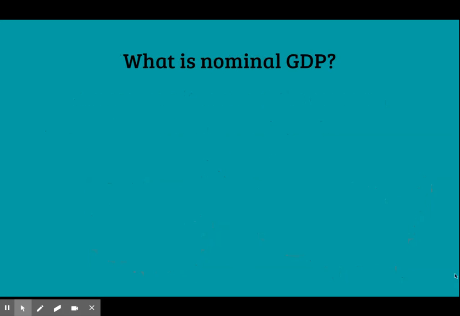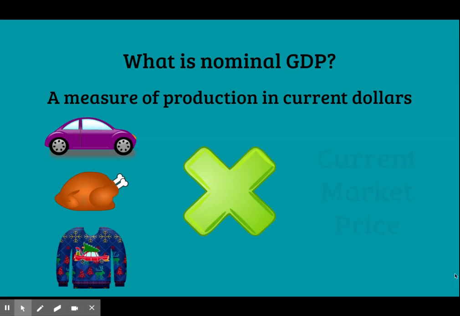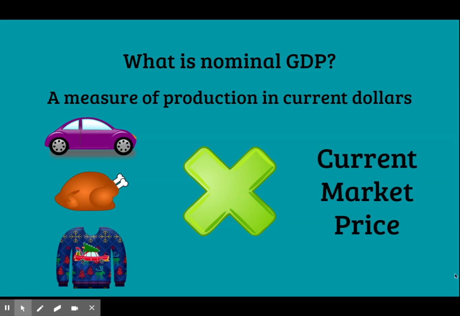So, what is nominal GDP? Nominal GDP is when we assess the value of all new final goods and services produced in an economy using the current market prices of the good. So, we take the number of goods and services produced, and we multiply them by what they currently cost.